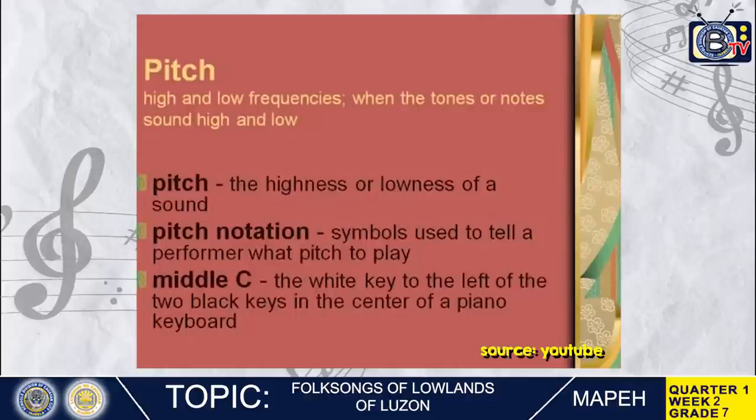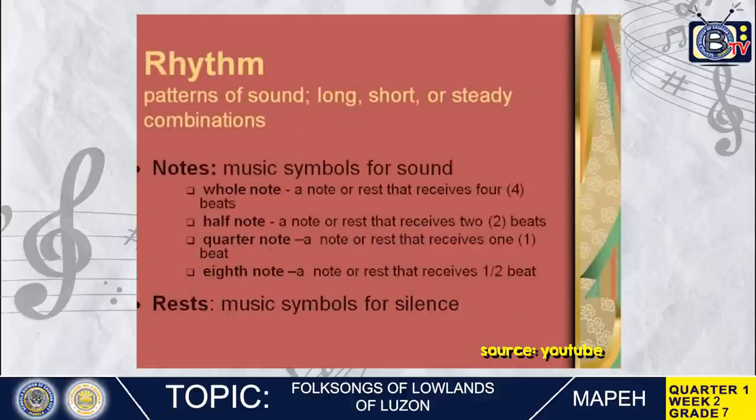Pitch. High and low frequencies when tones or notes sound high and low. Pitch is the highness or lowness of a sound. Pitch notation are symbols used to tell a performer what pitch to play. And middle C is the white key to the left of the 2 black keys at the center of a piano keyboard. Rhythm. Patterns of sound long and short or steady combinations. Notes are musical symbols for sound. A whole note, a half note, a quarter note, and an eighth note. Rests, musical symbols for silence.